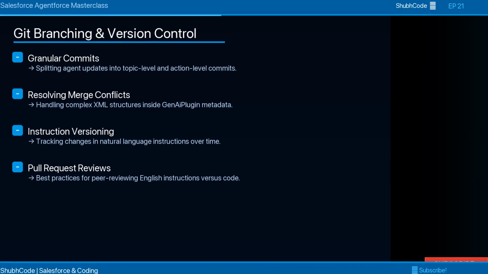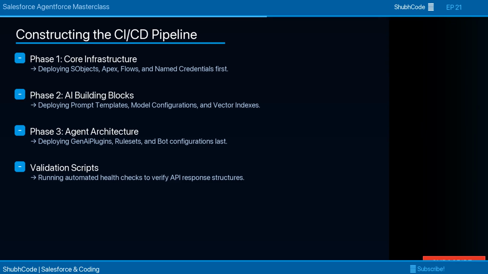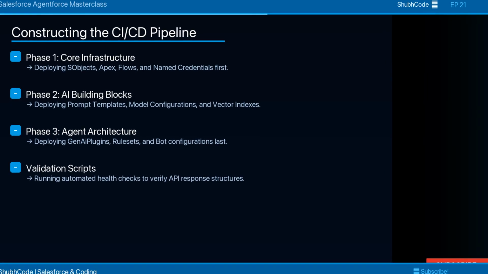In a multi-developer environment, Git branching strategies can get messy quickly. Imagine two developers modifying the same topic instruction. Merging those XML files can feel like trying to untangle a pair of headphones in your pocket. To avoid this, treat each GenAiPlugin as a separate functional domain and assign them to distinct feature branches. When reviewing pull requests, remember that you aren't just looking at standard code syntax anymore. You must also peer review the natural language instructions to ensure no one accidentally introduced prompt injection vulnerabilities or vague directives.